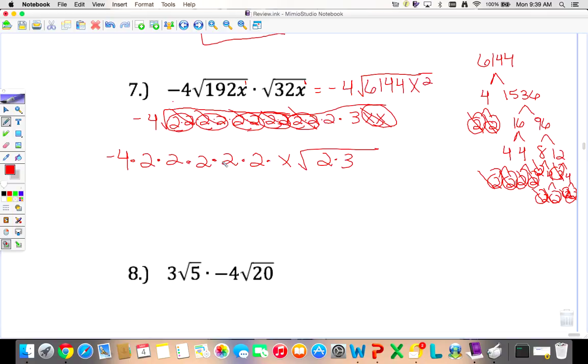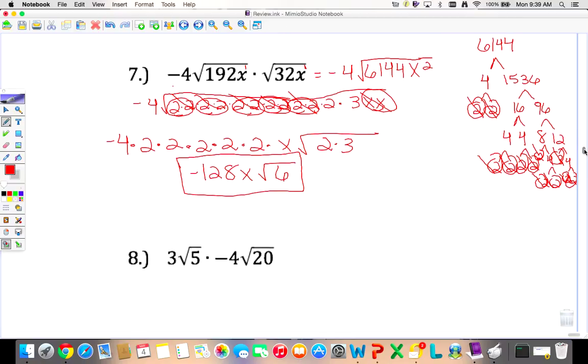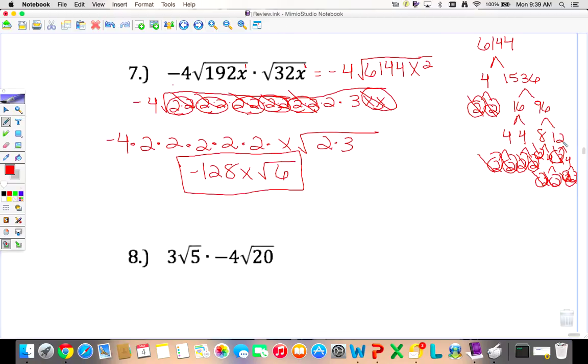Alrighty, so we have -4 times 2 times 2 times 2 times 2 times 2. That will give us -128. We have an x, square root, and 2 times 3 is 6. So there's your final answer for that. That's a long problem.